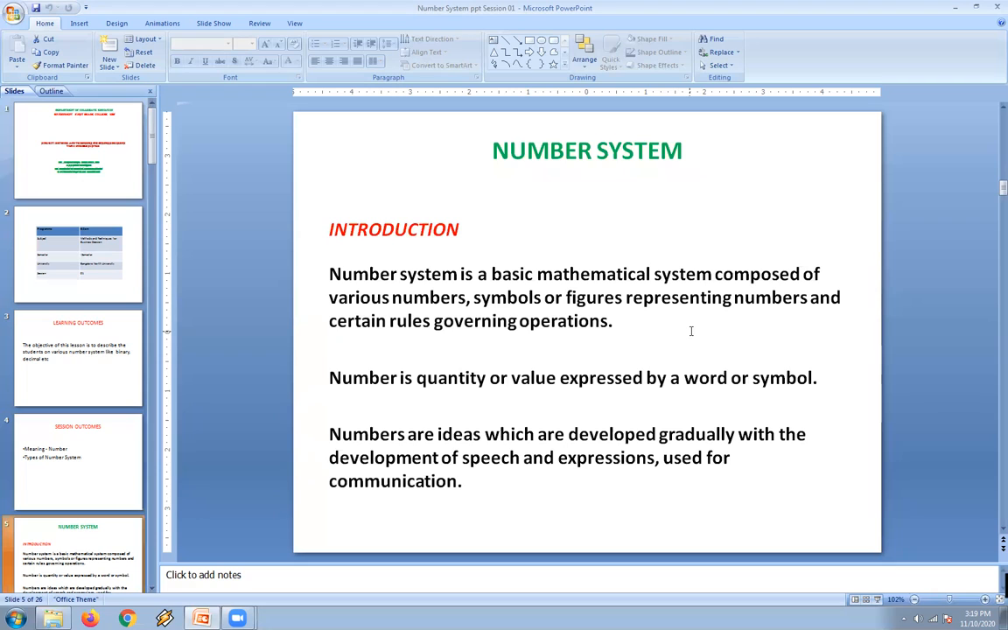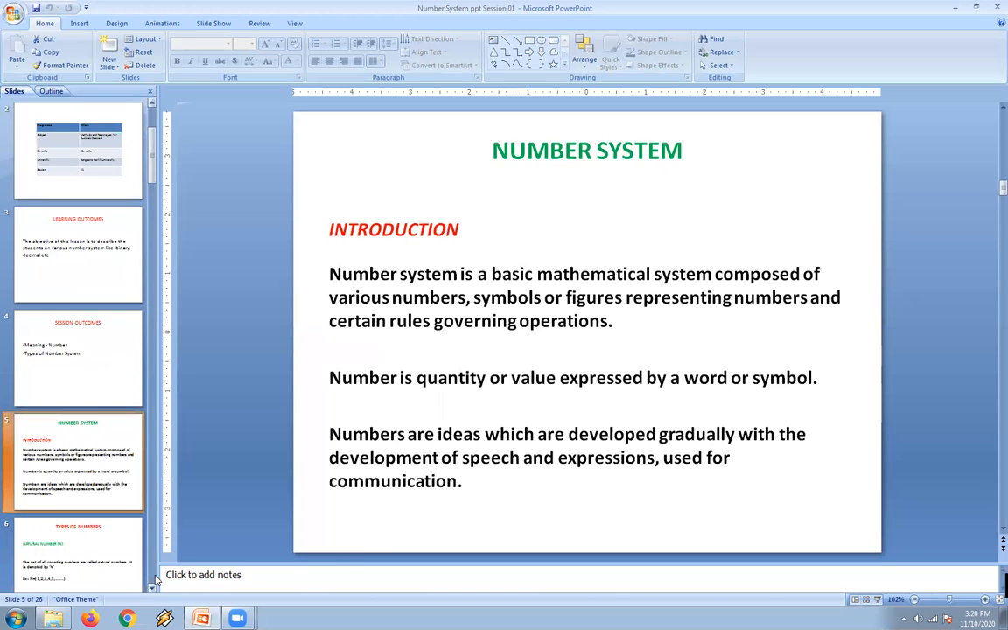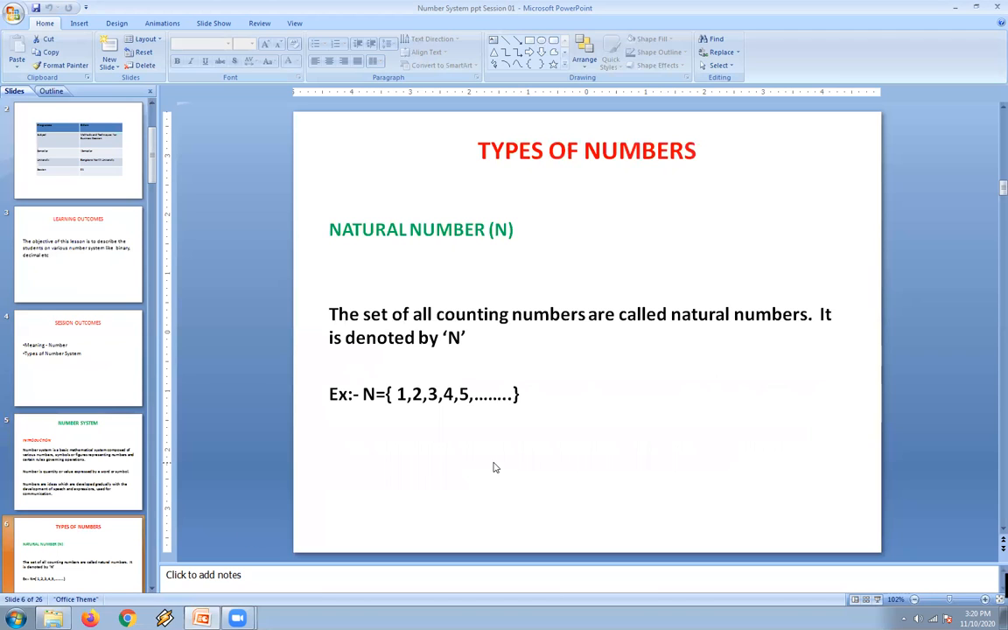So let us know what we mean by a number system. A number system is a basic mathematical system composed of various numbers, symbols or figures representing numbers, and certain rules governing the operations. A number is a quantity or a value expressed by a word or a symbol. These numbers are ideas which developed gradually with the development of speech and expressions, which are used for communication.